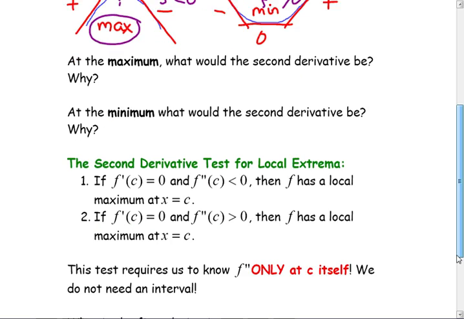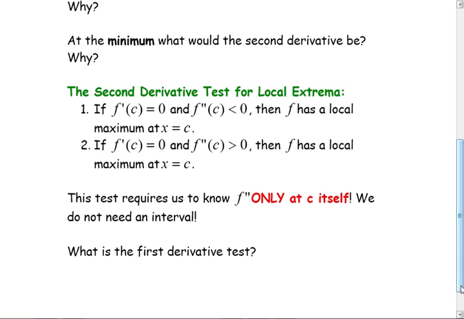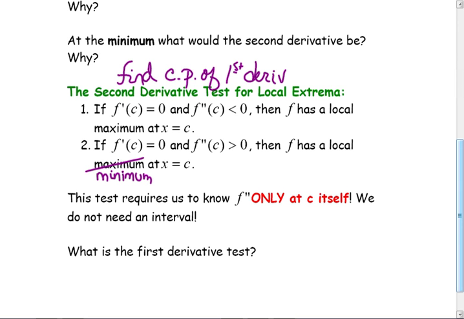Okay, that's what it is. My smartboard has a mistake here. Should say minimum, but I believe yours is correct. So you find the critical points of the first derivative. It's on the back of Fridays, sort of. The test is there. We can do that example, or we can do the example I've got on here.